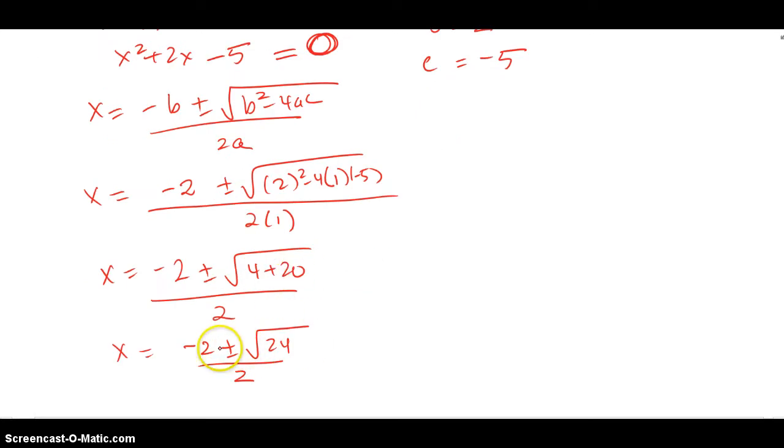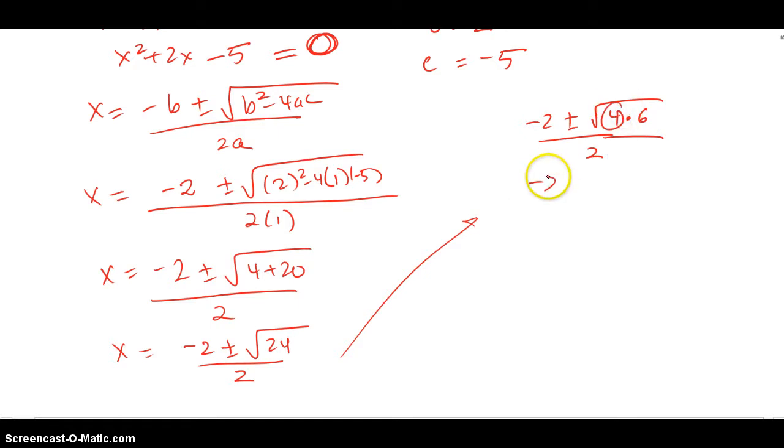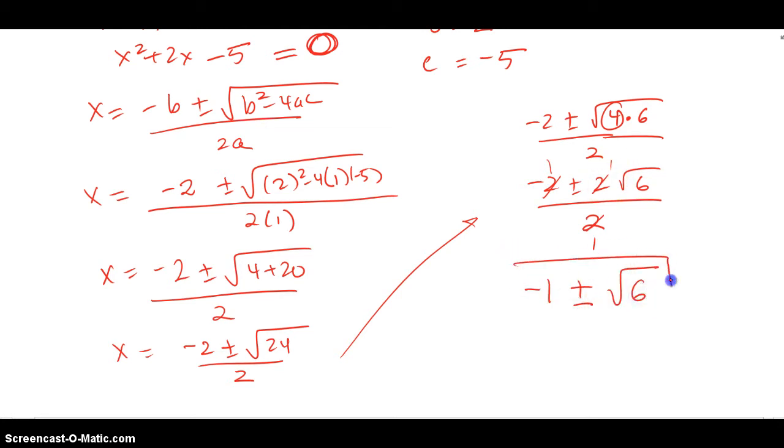So I simplify everything and I'm up to here. But the radical of 24 could be further simplified. So I'm going to break up 24 as 4 times 6, and I have all of that over 2. The 4 pops out as 2, the 6 remains. And now I see that they're all divisible by 2. So I really have negative 1 plus or minus 1 radical 6 as my two solutions.